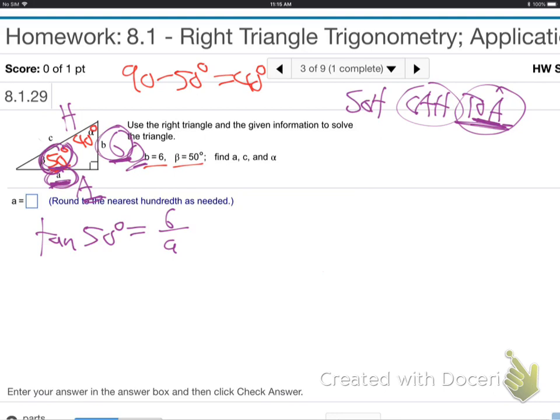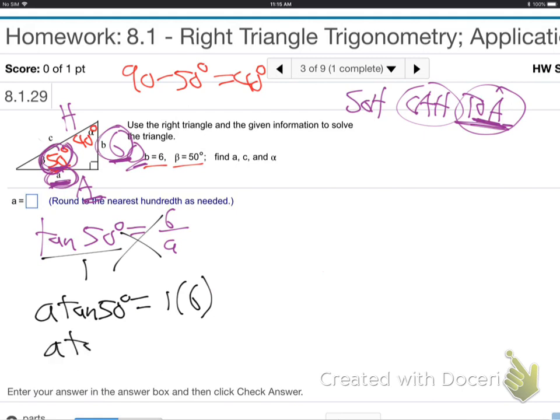All right, but you put this over 1, make it look like a fraction, and go diagonal. Remember, we got a fraction on one side, a whole number on the other, put it over 1, diagonal, cross multiply. So a tan 50 is 1 times 6. So a tan 50 is just 6.